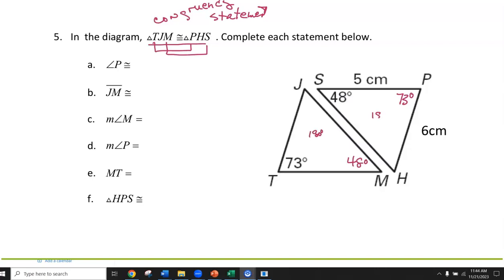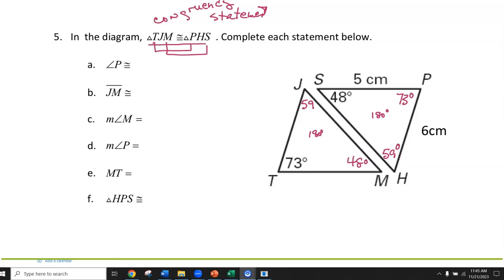And I know because of the angle sum theorem that I have 180 degrees in every single one. So let's take 180 and subtract 73 and then subtract 48. When I do that, I get 59. So I now know that this top angle and this bottom angle here are both 59. Okay, look at the sides. We're going to do that next.